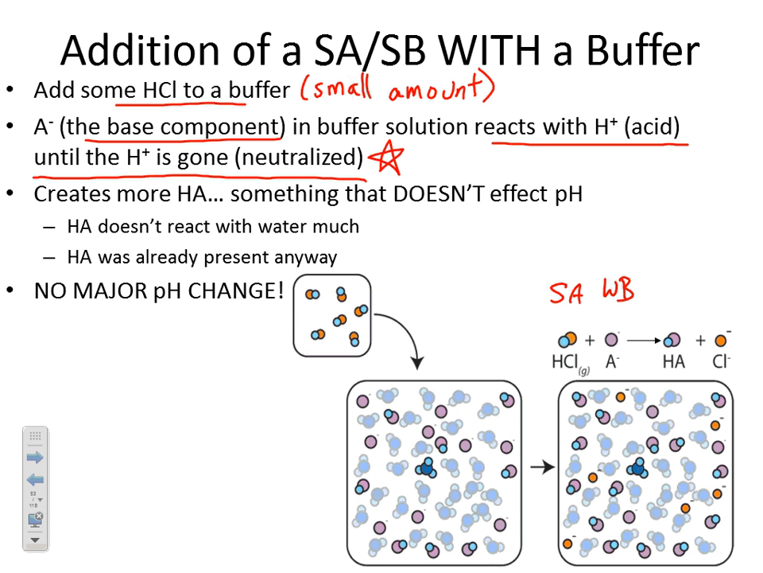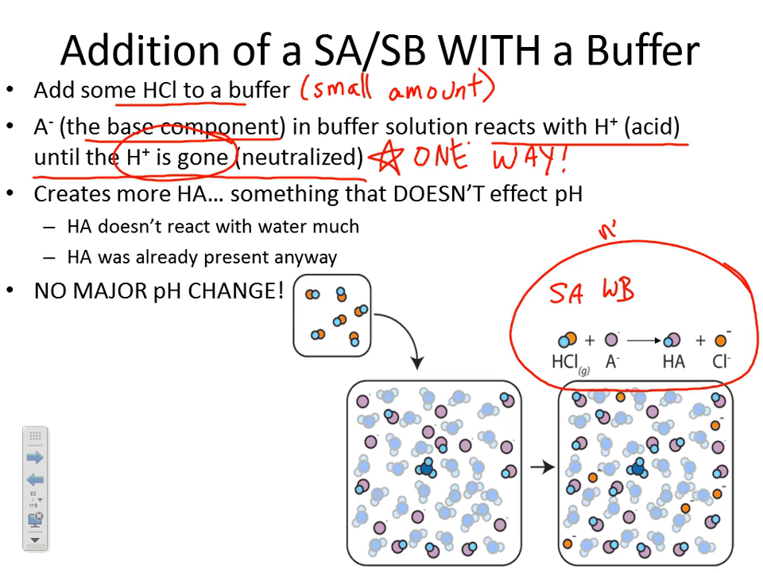This is the neutralization reaction. This is a one-way reaction. All neutralization reactions are one-way. They go until something is used up. In this case, it's the strong acid that's going to be used up because I'm stressing that we're only adding a small amount of it. And we see from this reaction right here, this is our neutralization reaction, that our acid does what acids do. It donates its proton to the base, which in this case is A minus.